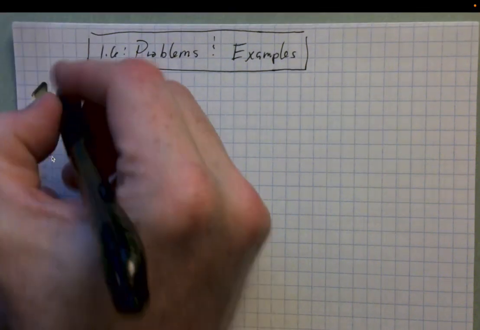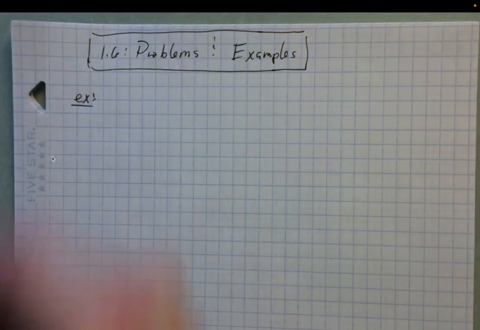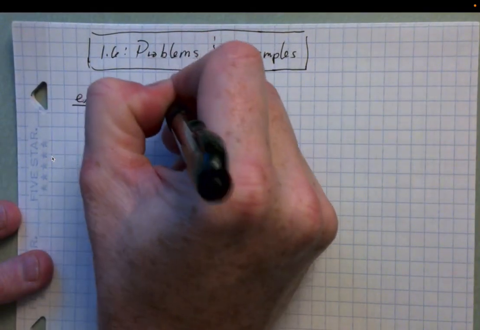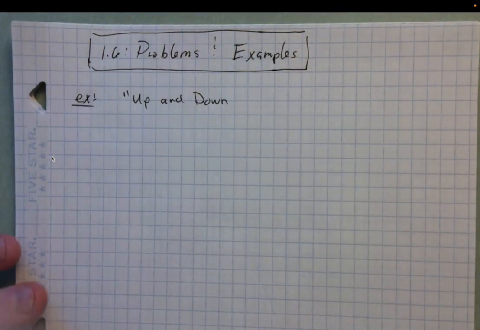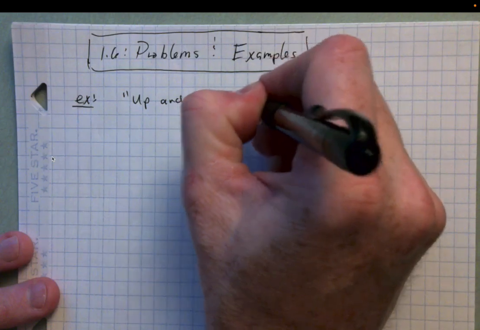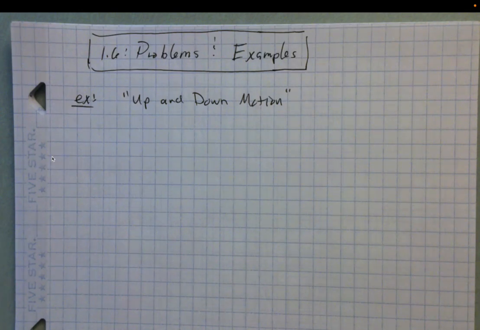We'll start with an example that deals with up and down motion. The concept of free fall is going to be looked into. So up and down motion. Let me just read the entire problem to you, then I'll write it down, and then we'll talk it through. So here's the problem.